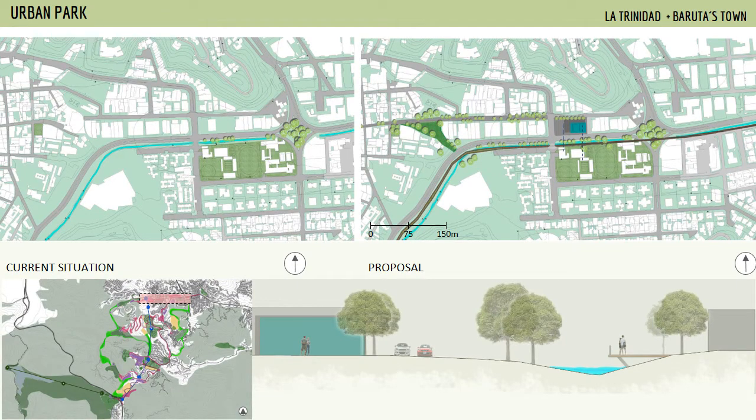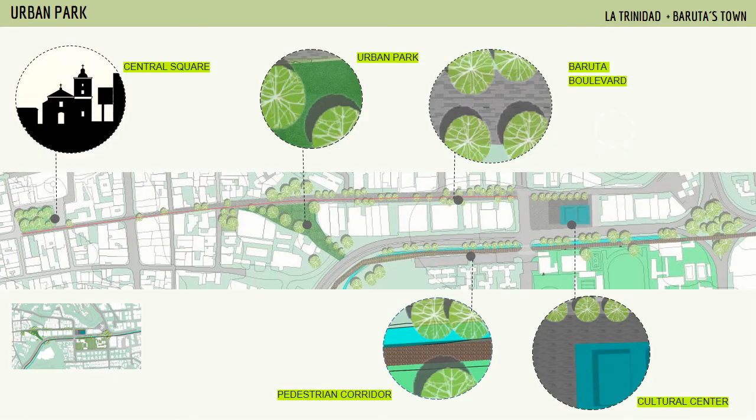In order to develop new pedestrian connections in downtown Baruta, the proposal is to create a cultural and commercial boulevard that connects La Trinidad with the main plaza. The boulevard will provide public spaces with a new cultural and musical center and an urban park to enrich the historical areas of Baruta. The proposal also includes a pedestrian corridor along La Guairita Creek in order to connect with the second sector.